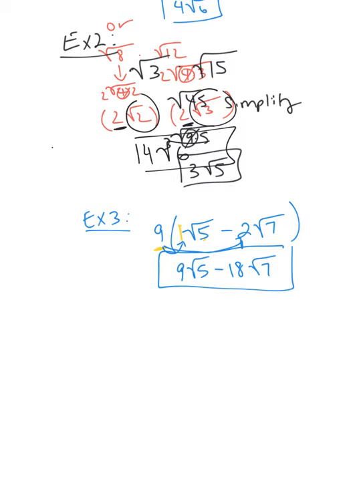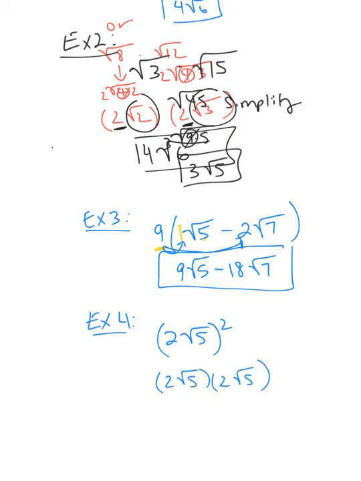Okay. And then you'll see problems where you're squaring a radical. So let's say I had 2 radical 5 squared. That means you're multiplying it by itself. So you're multiplying 2 radical 5 times 2 radical 5. And for these problems, you're going to notice something happen. So when you multiply the outside rational numbers, 2 times 2 is 4, and when you multiply the square root of 5 times the square root of 5, you get the square root of 25.